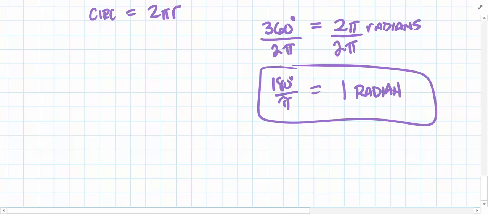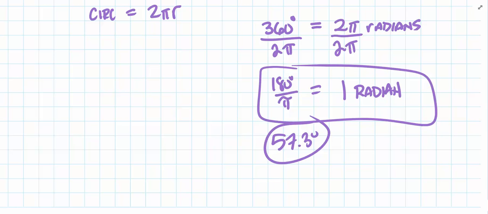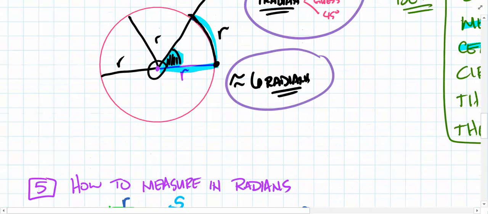All right, so we just realized that 1 radian is now worth 57.3 degrees. So back up here, we were totally correct, right? It had to be between 45 and 60. 1 radian is now worth 57.3 degrees.